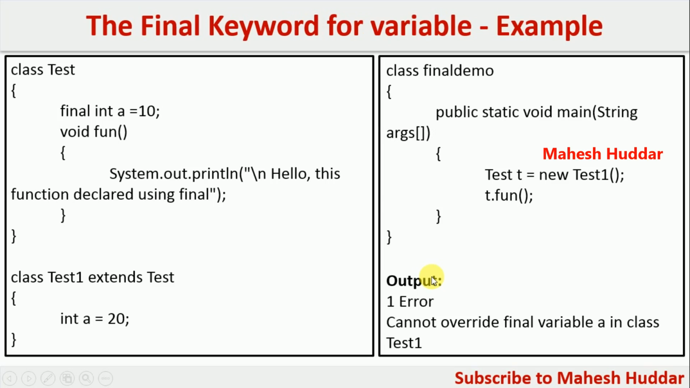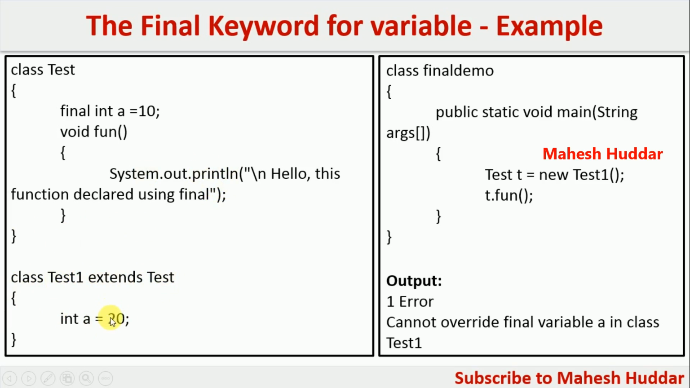We will take a very simple programming example in this case. I have created a class called test, and I have defined a variable a = 10, and I have used the final keyword. There is a method called fun, which is just a simple method. In the second class, I have extended test into test1. That is, I have derived the properties of test into test1.